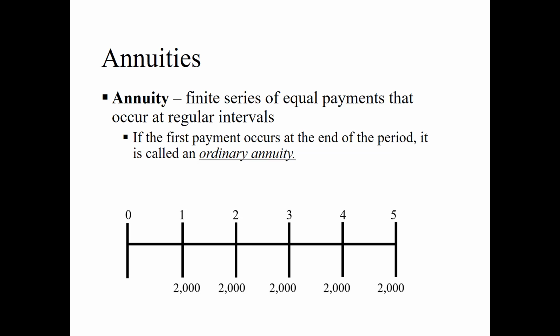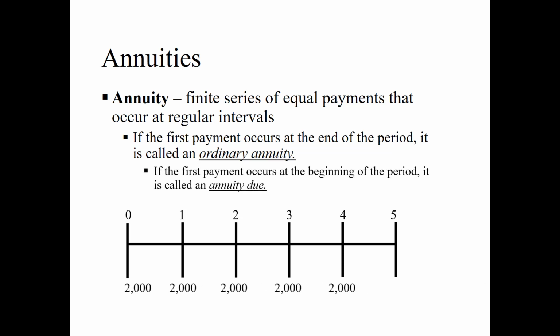So for example, if we have payments that occur at the end of each of the next month or at the end of each of the next quarter or year, that would be at a regular interval. If the payment occurs at the end of the time period, it's called an ordinary annuity. And if the first payment occurs at the beginning of the time period, it's called an annuity due.